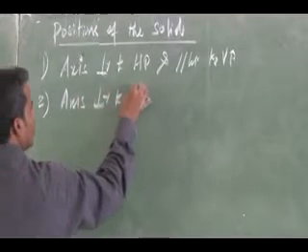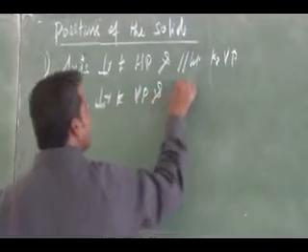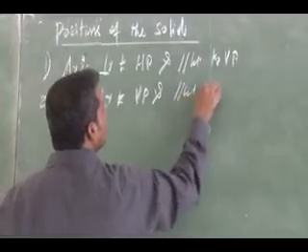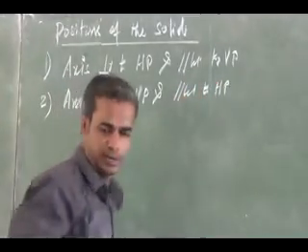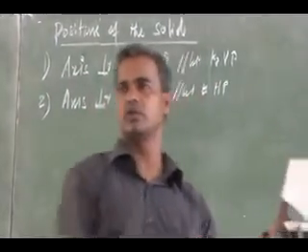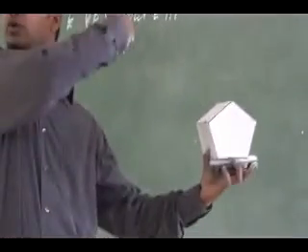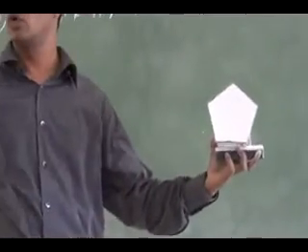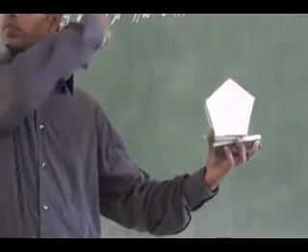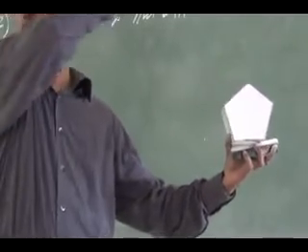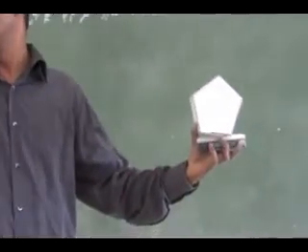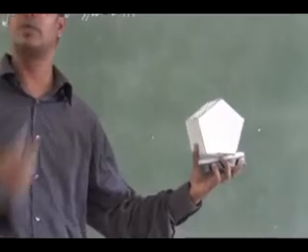Similarly, I have an axis perpendicular to VP and parallel to HP. See here, this is the orientation. In this orientation, the axis is perpendicular to VP and parallel to HP. So since the axis is perpendicular to VP, I can see the base on VP. That is, in the front view, I can draw the true shape of the base. Then I can go for my top view.